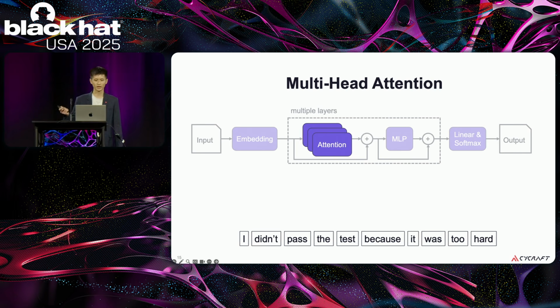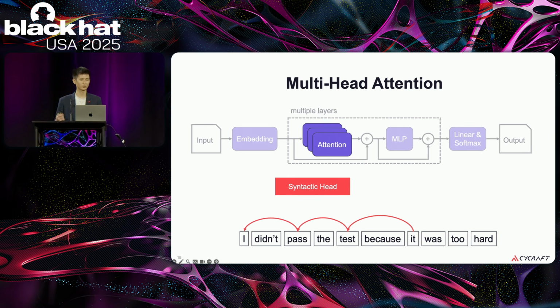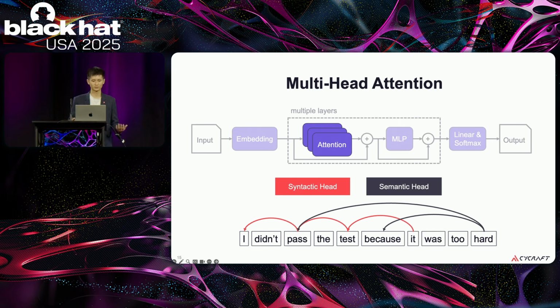Some attention heads handle syntax. They focus on grammar and structure. For example, if a token is a pronoun, the head will focus on what it represents. If it is a verb, it will focus on the object and the subject. There are also other kinds of attention heads, like higher-level ones, and one of them may focus on reasoning. For example, it will find that the hard part focuses on the past, because the hard part is the reason why the test did not pass. So there are a lot of different kinds of attention heads.